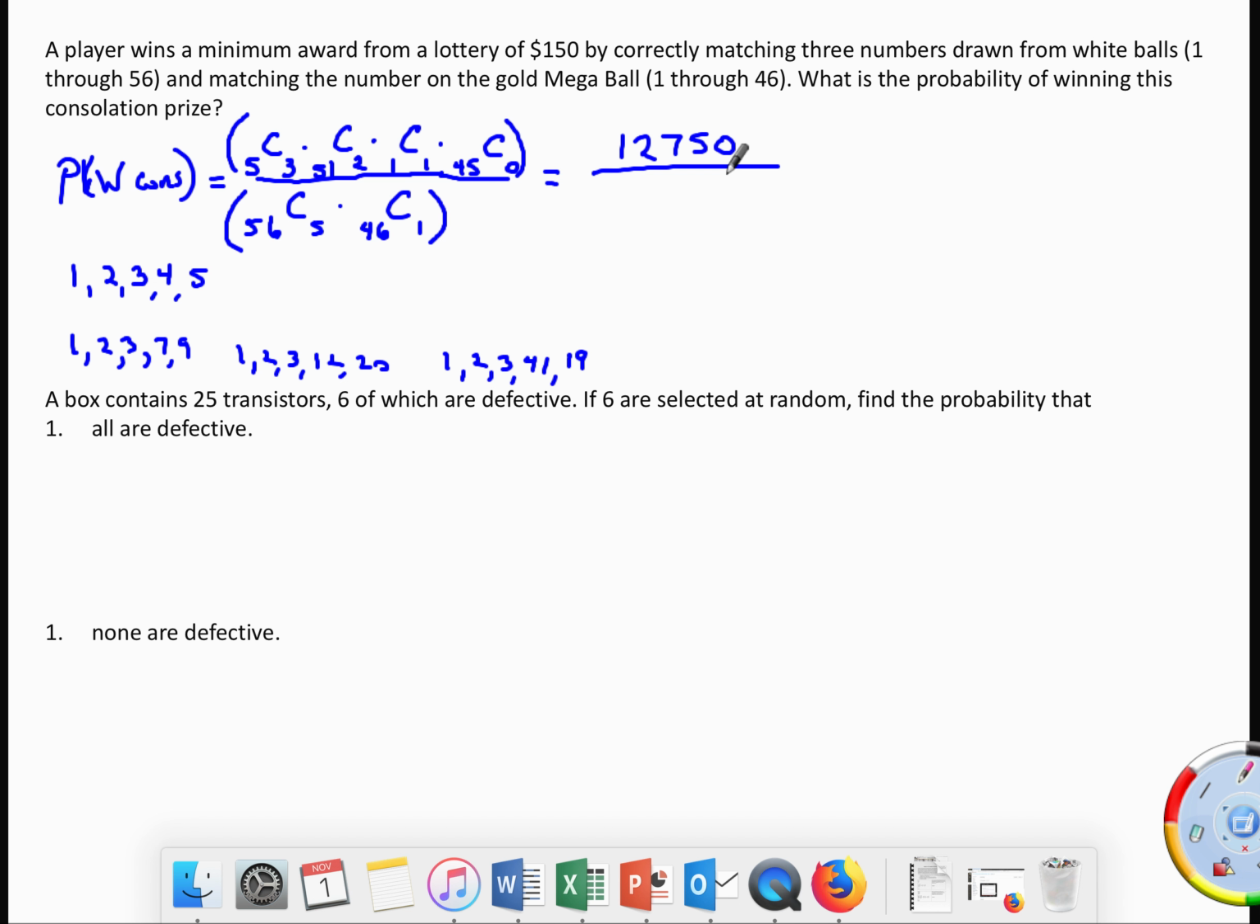And the denominator is 56 choose 5 times 46, which gives us 1,757,1536.